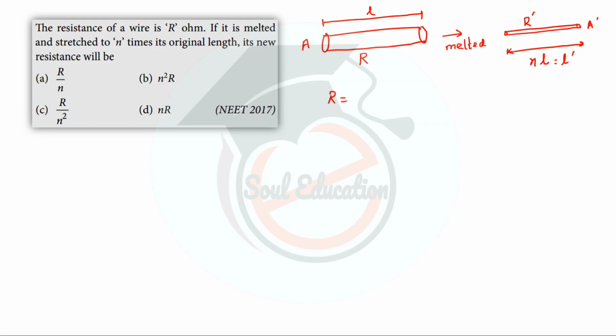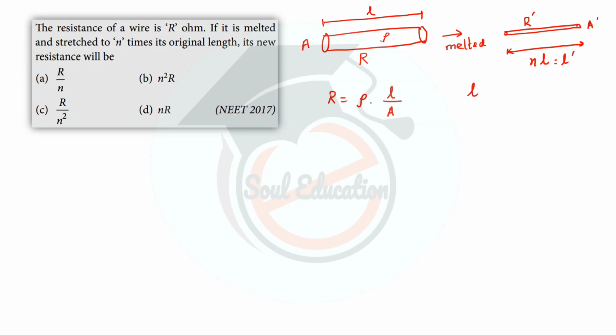We already know R, that is rho into L by A. You should remember this well: the resistivity rho is constant for the same material. Whatever the material which has resistivity rho, the same material is here also, so the resistivity is also rho only. Right. So my case is R equal to rho into L by A.